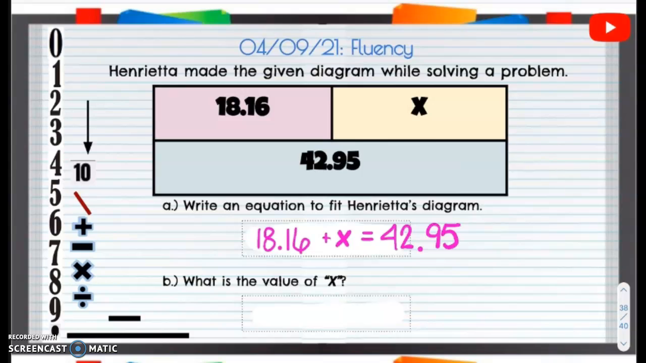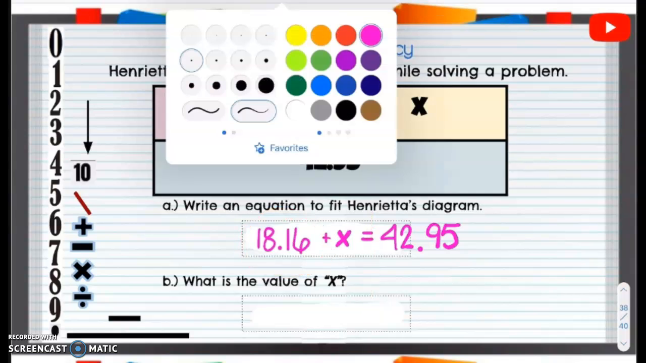Equation. Now we need to figure out, well, what's the value of that x? So how much is this x? What do you think we're going to do? We can set this up how we've been doing. You might say, oh, let's just subtract 42 and 9500ths minus 18 and 1600ths. You're correct. If we do set this up, we would need to get x by itself, and the opposite of adding 18 and 1600ths is subtracting. So all we're going to do is subtract.